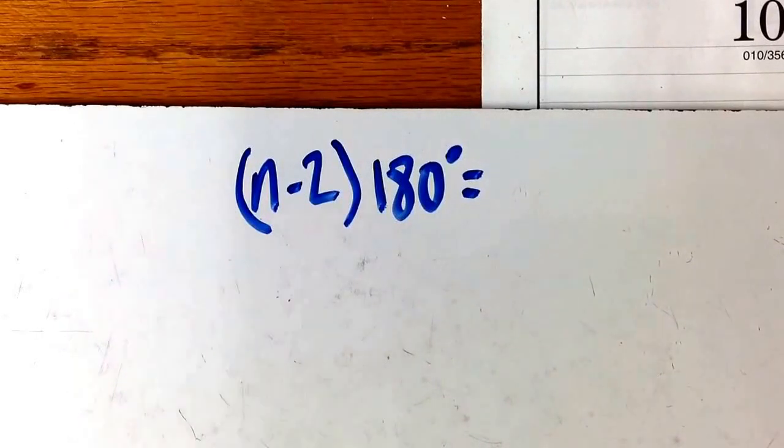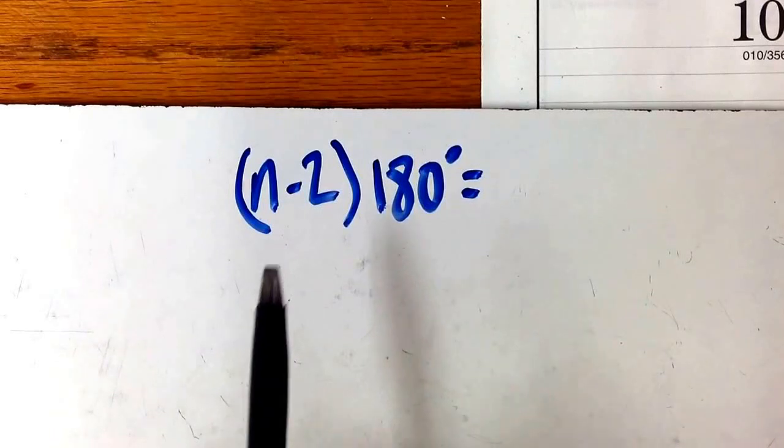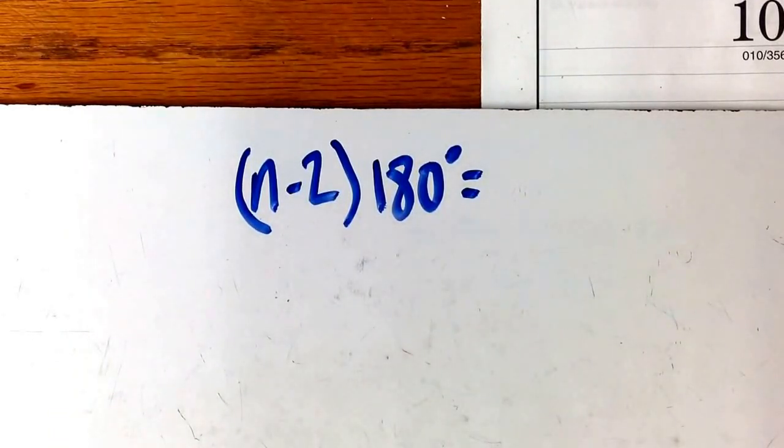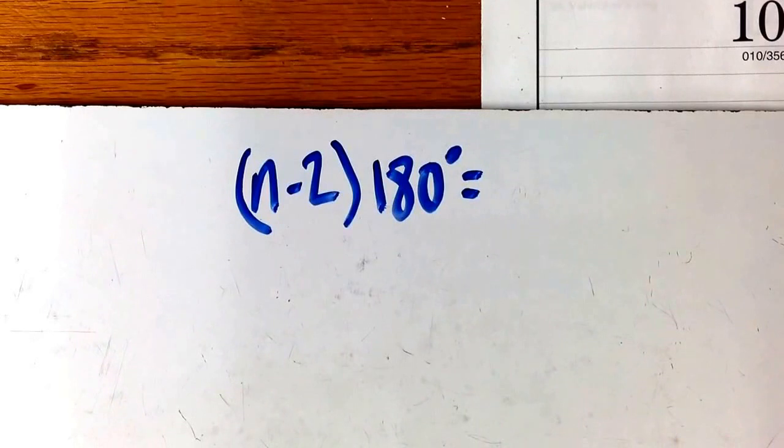So for that pentagon, what I would do is plug in 5 for n. So I do 5 minus 2, which would be 3. 3 times 180 gives me, let's see, it should be 540 degrees. And that's true for, again, any pentagon that you run into.